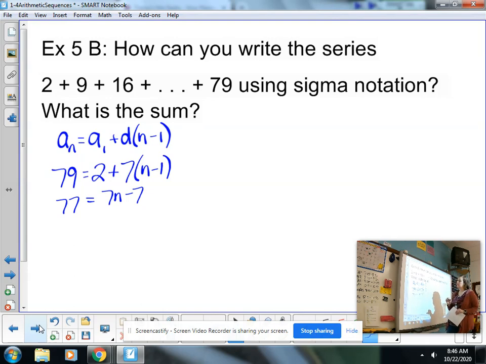So I have 77 equals 7n minus 7. Add the 7 over. You get 84 equals 7n, and that means your n is going to be 12. So there are 12 terms in the sequence.